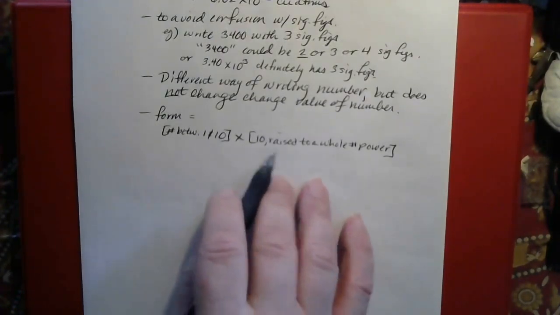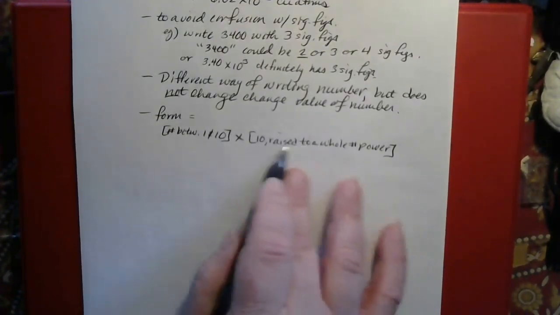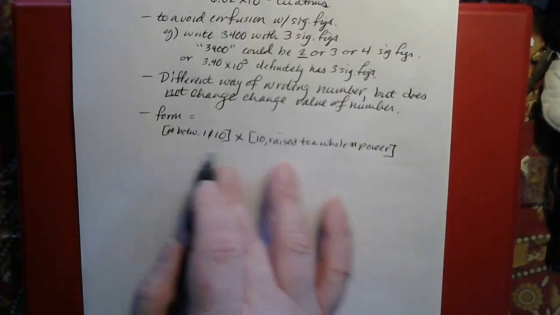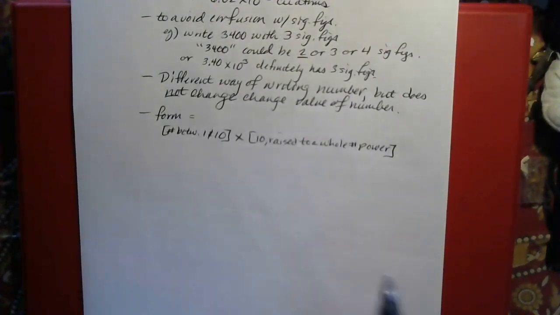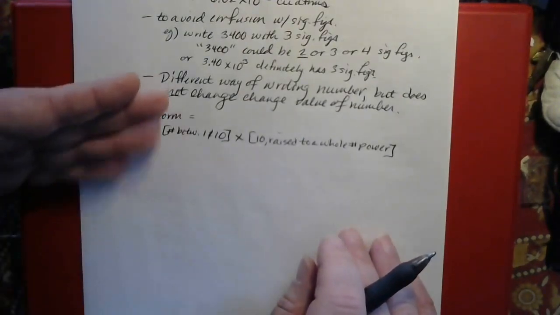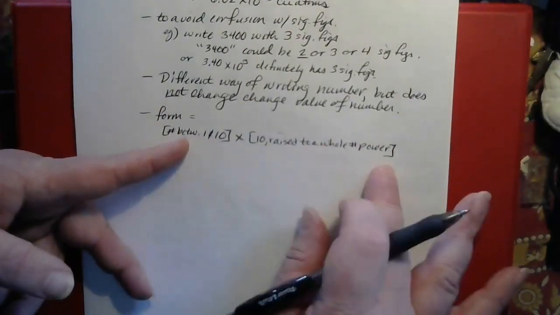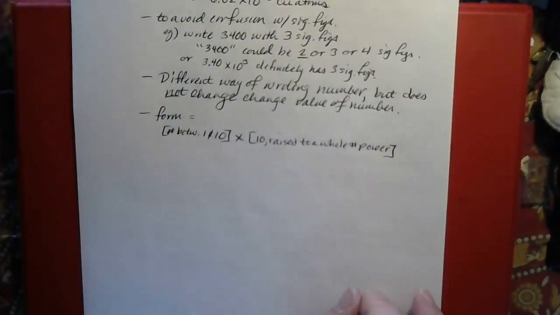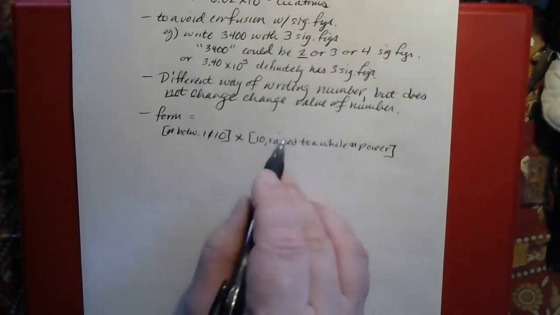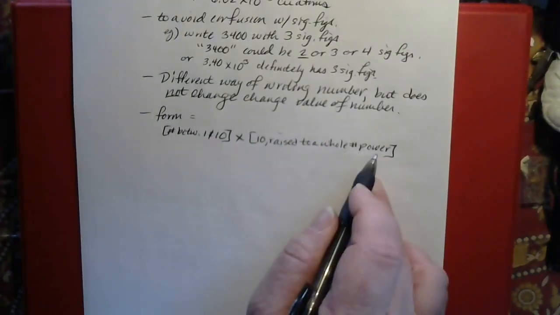When you move the decimal point, though, you will change the power of 10 to compensate for the change in the number that's caused by moving the decimal point. And so that's what I mean by, if you change one part of the number, you have to change the other part to compensate. If you move the decimal point, you have to change the power of 10. Also, the power of 10 has to be a whole number.